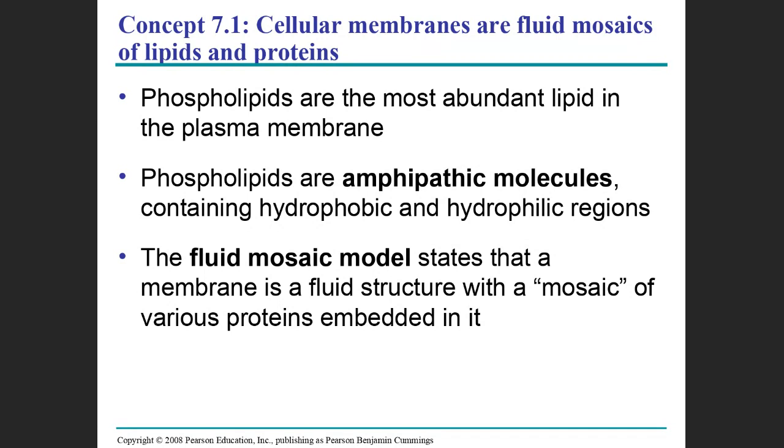The fluid mosaic model is the model that explains the structure of the plasma membrane. It is fluid, so there is movement within the membrane, and there's a mosaic of various proteins embedded in the membrane. So membranes are fluid. Those phospholipids do move around, and there are many proteins associated with the membrane. Some are embedded in it and go all the way through from one side to the other. Other proteins are stuck on the top part of the membrane outside the cell. Others are stuck to the inner part inside the cell.